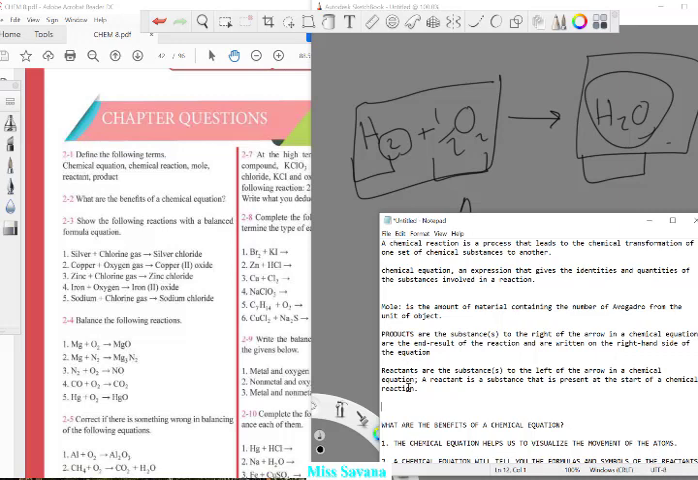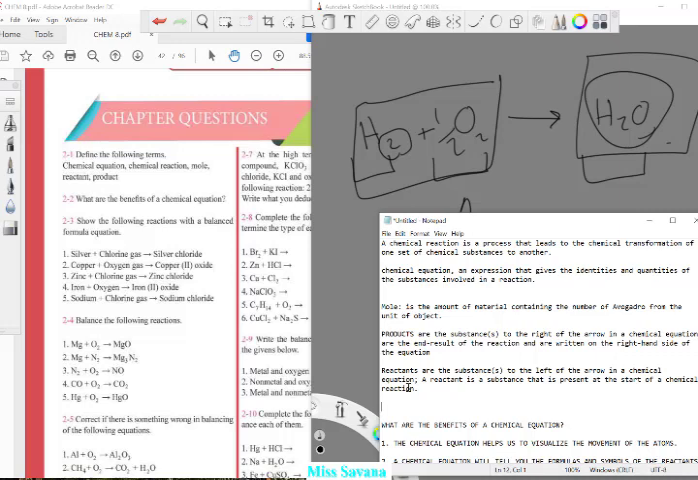Then you have something called the mole. What do I mean by the mole? It is the amount of material containing the Avogadro number of units of objects. The mole is a unit that you will learn about in the coming years. But for this year, it's enough that you understand the Avogadro concept within the mole concept.